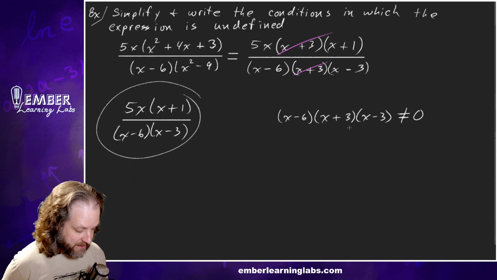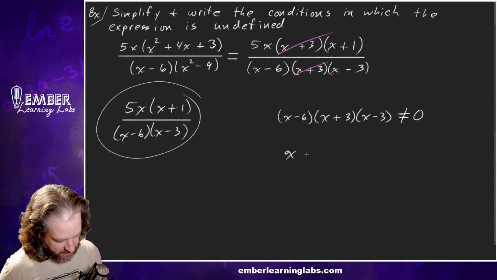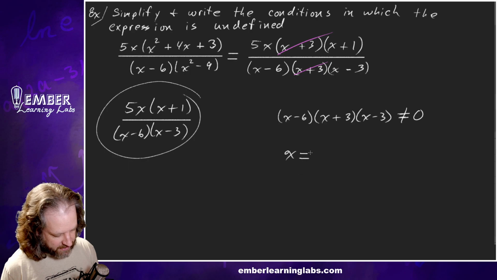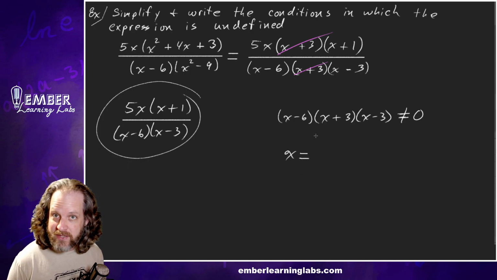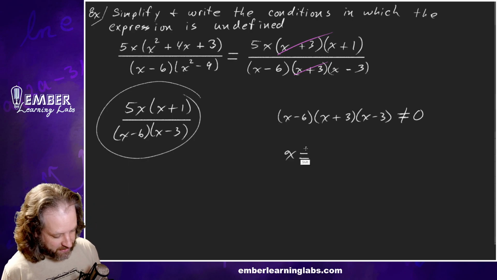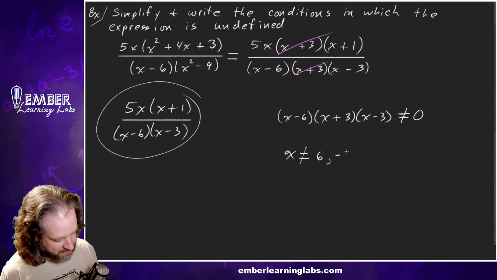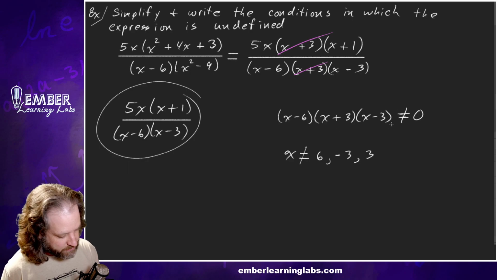And you've got enough practice at this, you can probably already look and say that if this one was equal to 0, we would just add 6 to both sides. So x cannot equal positive 6, negative 3, and positive 3. Negative 3 from this one, positive 3 from that one.